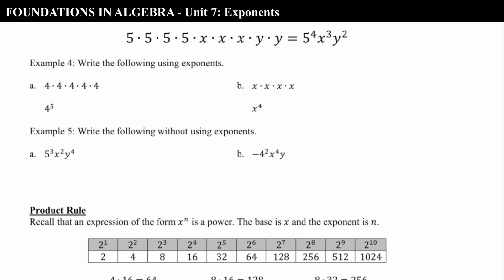We can also separate things out. In example 5, for part A, we have 5 to the 3rd, so that's 3 5s. X squared is 2 x's, and then y to the 4th is 4 y's. For b, we have negative 4 squared, so that's 2 negative 4's multiplied together. X to the 4th, so we're going to multiply together 4 x's, and then we have the y on the end.